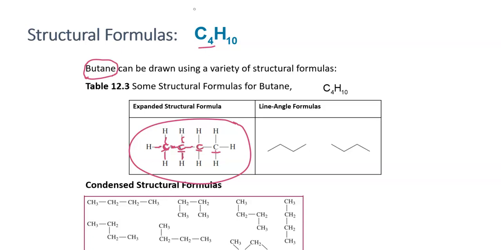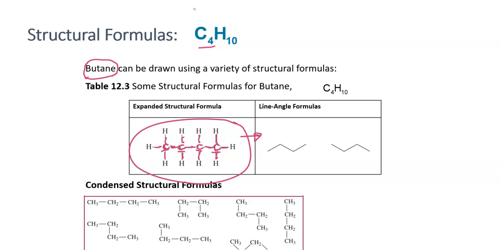This one has 4, 1, 2, 3, 4. And this one has 4, 1, 2, 3, 4. That's how you make sure there are 4 bonds around each carbon atom. Now, once you draw the structural formula or expanded structural formula, you can convert it into line angle formulas like this.